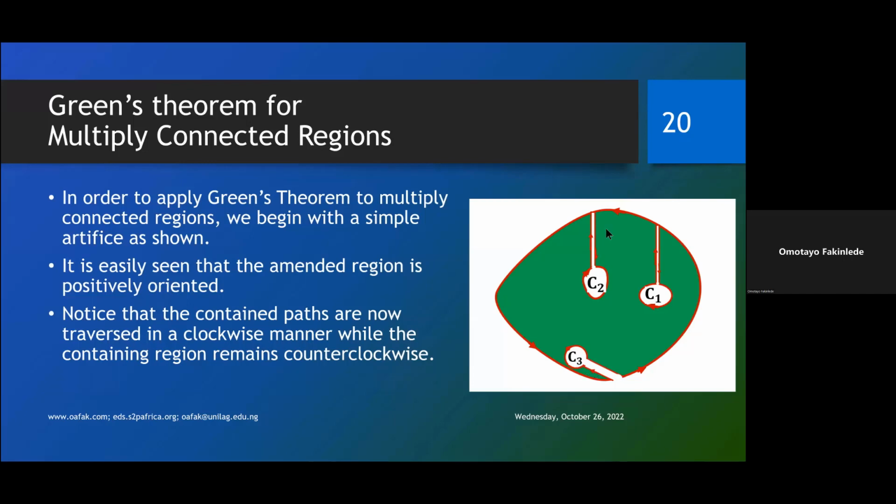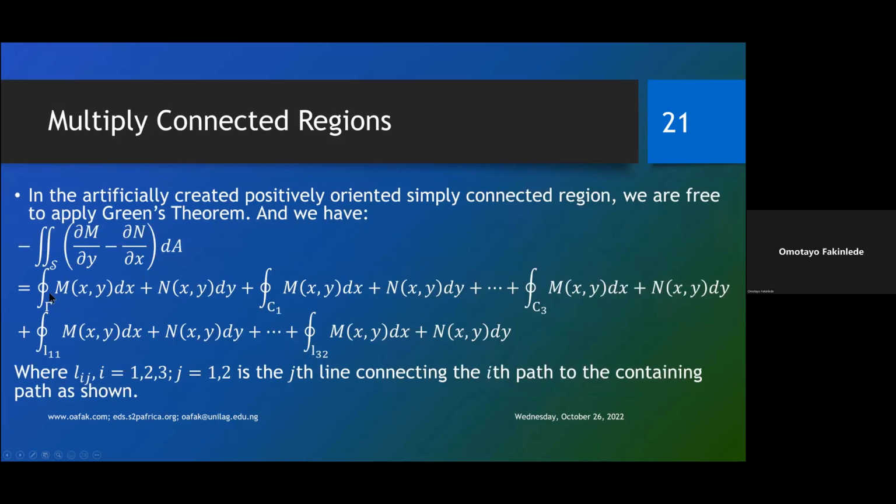If not for these channels, we would have been able to say this is a simply connected region. It is simply connected, but it's not what we were given. Notice that in the artificially created positively oriented region, the simply connected region, we are free to apply Green's theorem. If we apply Green's theorem, we now have the integral of M dy minus N dx over the region dA. You first of all go through the exterior one, even though you go through it in pieces.